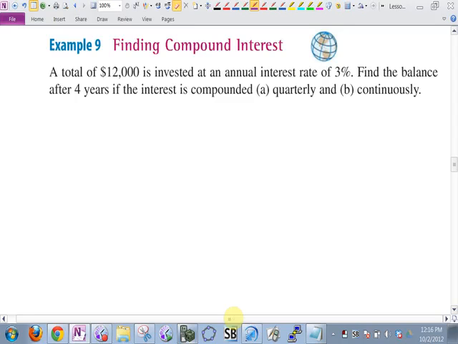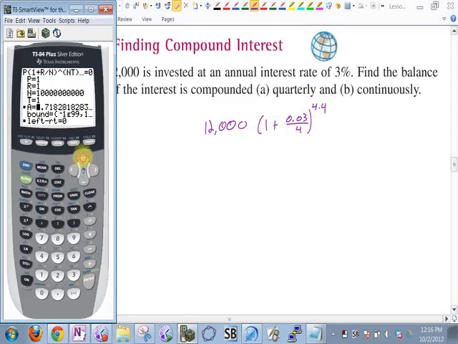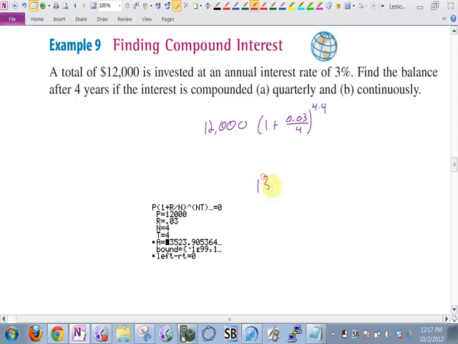Okay. So we're going to have 12,000 times 1 plus 0.03 divided by 4 to the 4 times 4 power. Or in our calculator, we can just go 12,000, 0.03, 4, 4, and then solve for A. So we'll have $13,523 and 91 cents.